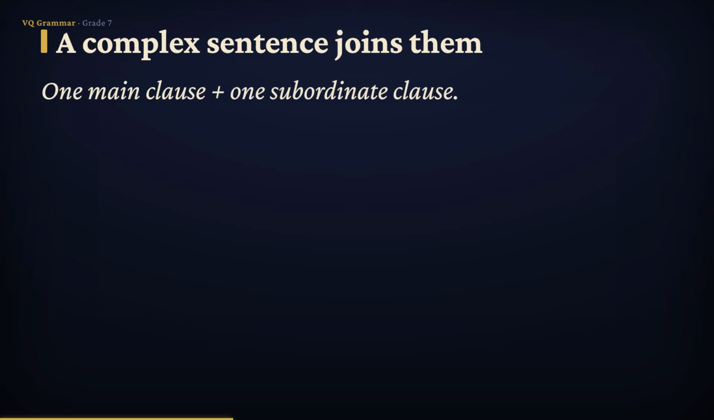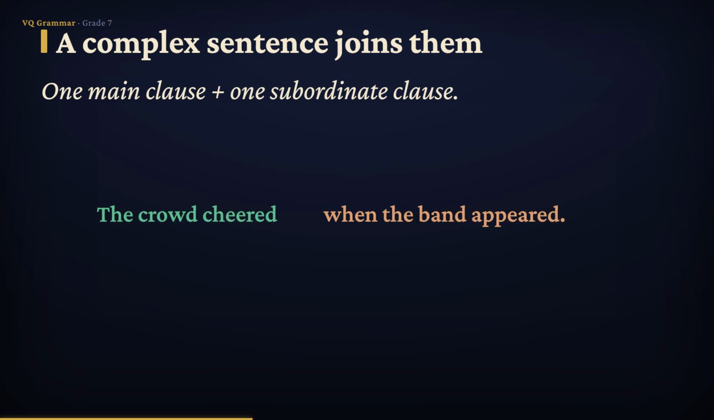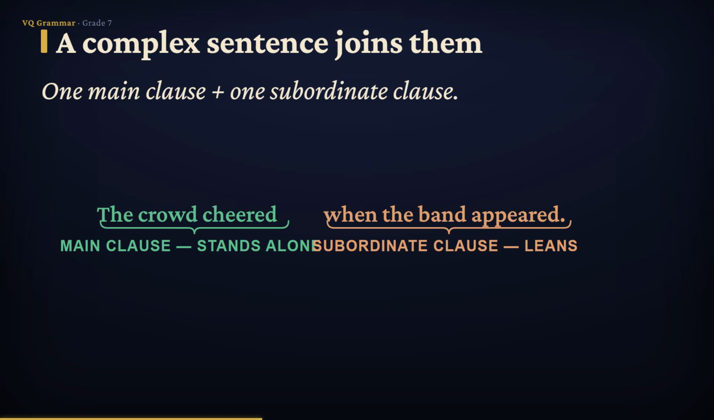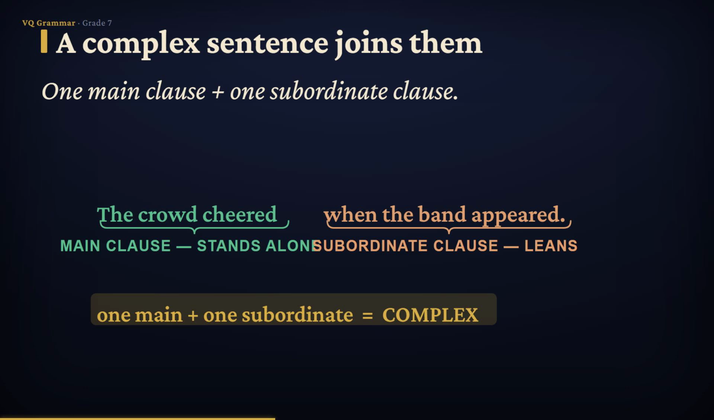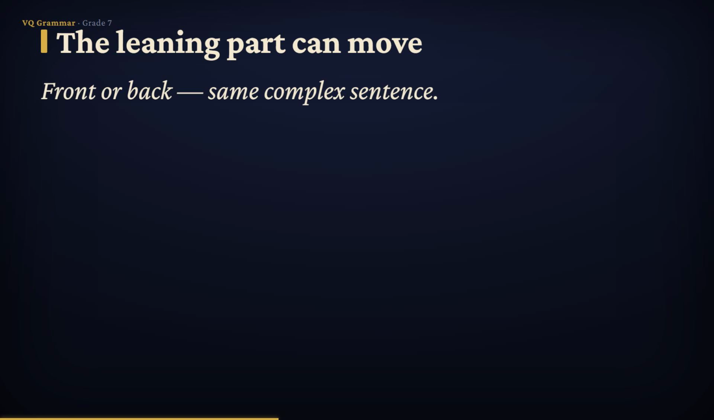Now we can build the sentence this lesson is named for, the complex sentence. A complex sentence has one main clause and one or more subordinate clauses joined together. Listen, the crowd cheered when the band appeared. The crowd cheered is the main clause. It could stand alone. When the band appeared is the subordinate clause. It could not. Snap them together and you have a complex sentence, one part that stands and one part that leans.